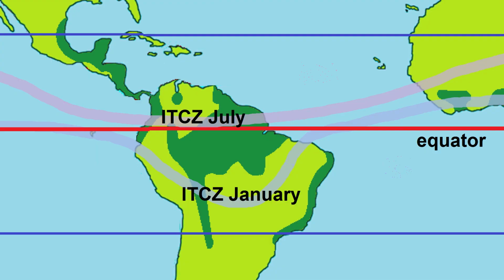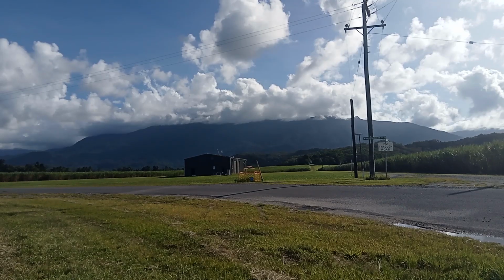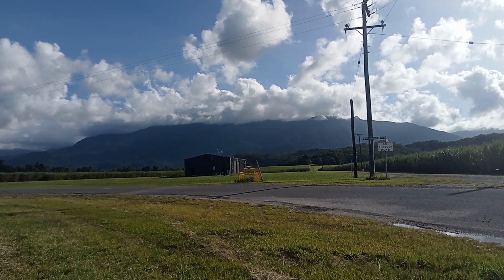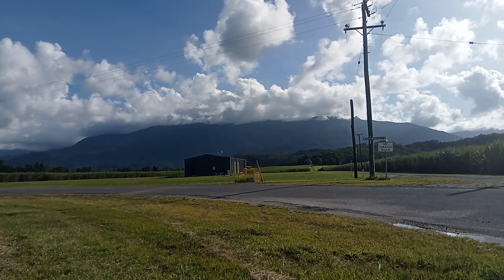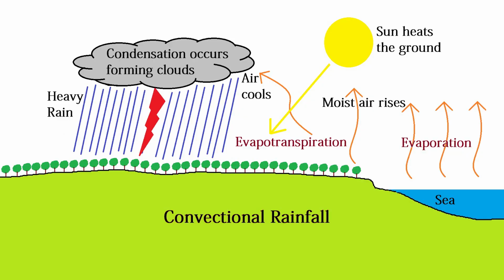The Intertropical Convergence Zone is the region near the equator where the northeast trade winds and the southeast trade winds converge, forcing air up into the atmosphere. This is aided by the fact that the intense solar heating of the tropics heats the ground, forcing warm air to rise through convection. The air cools as it rises, causing water vapour to condense into clouds, which eventually leads to convectional precipitation.